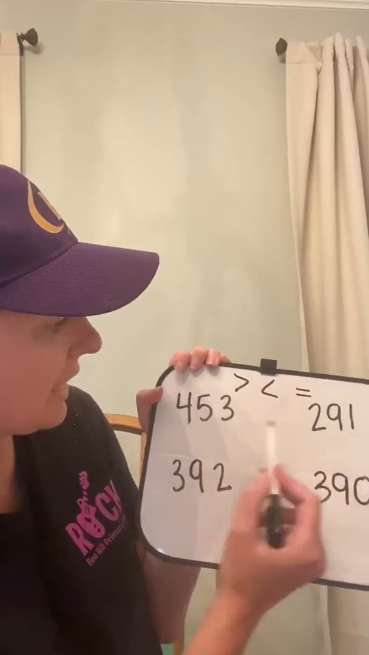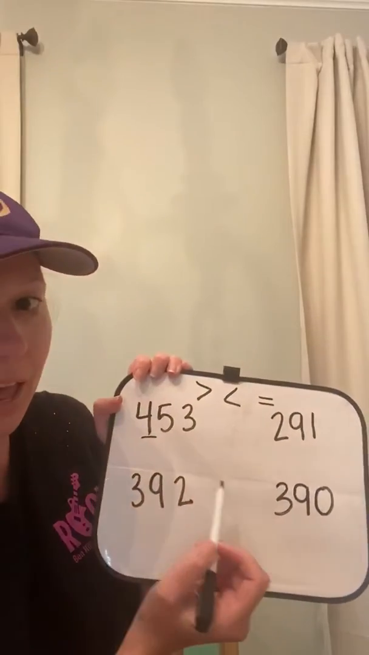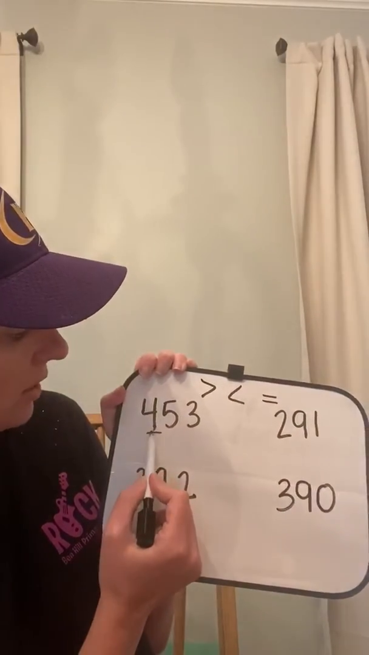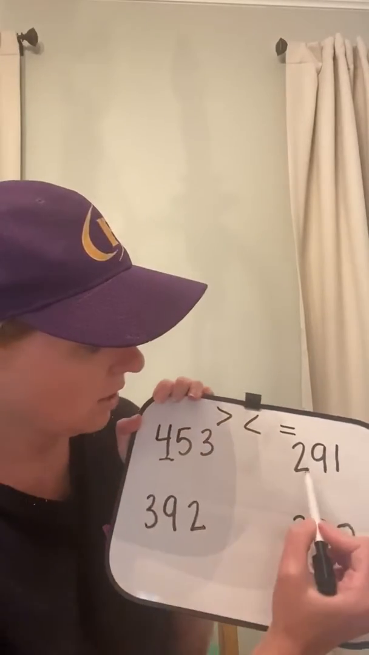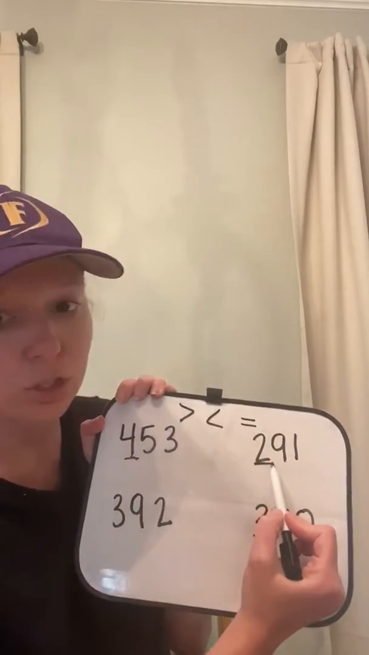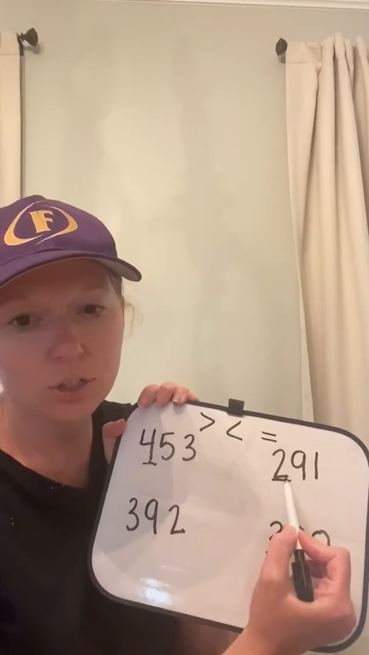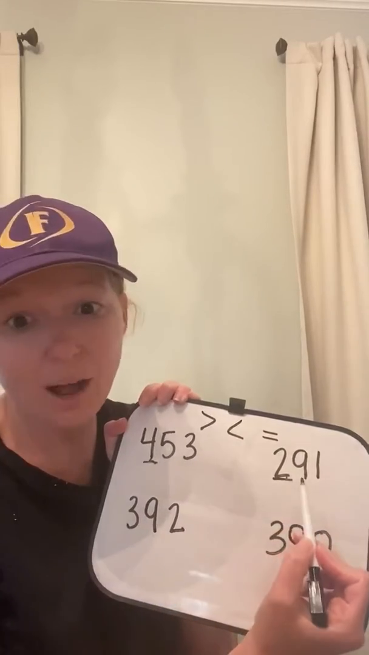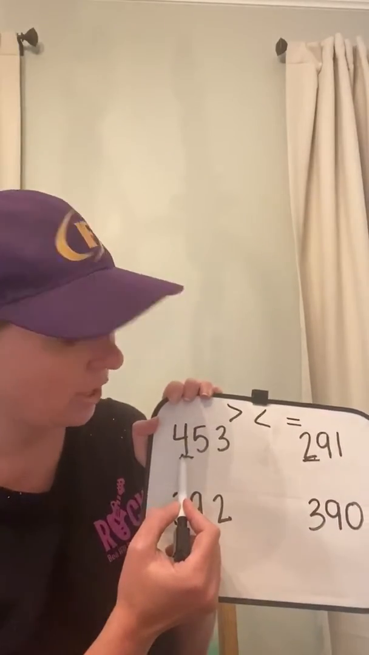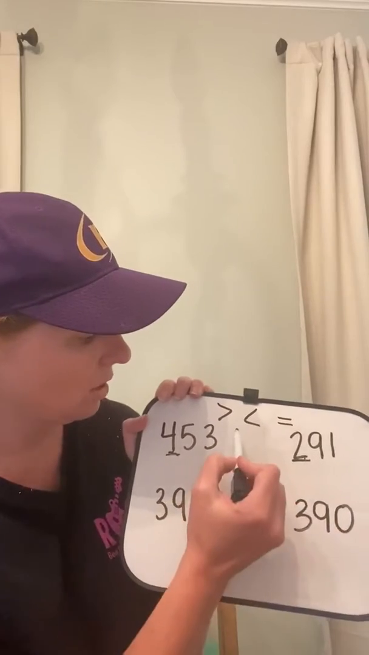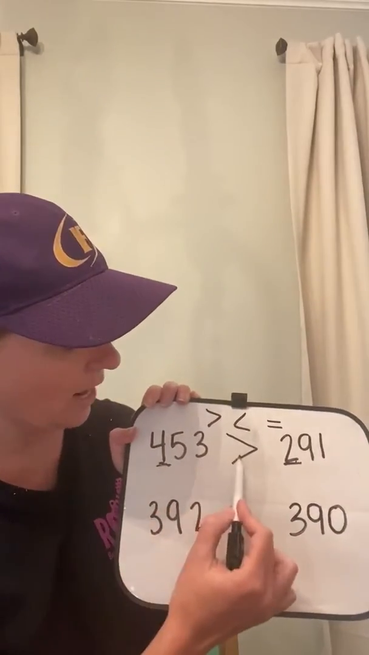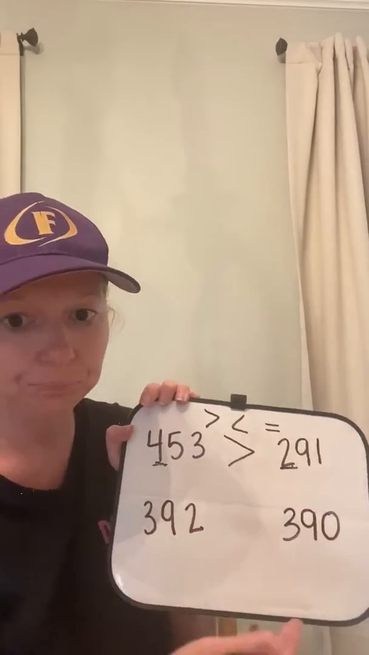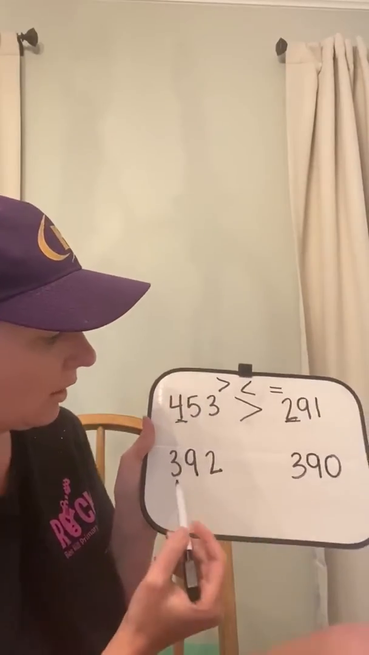So when I'm comparing these two numbers, I'm going to look at that number. Okay, this is 4 in the 100 spot, so the value is 400. And this one in the 100, it has a 2, so that value is 200. So I can just stop there because I know that 400 is greater than 200. So it would be 453 is greater than 291. Okay? Same thing down here.